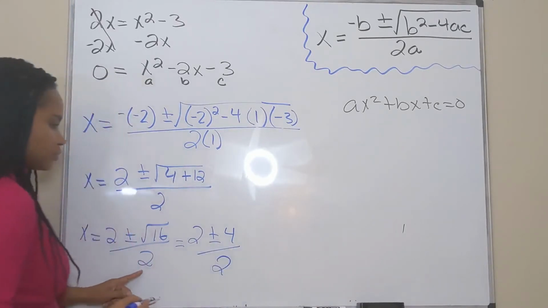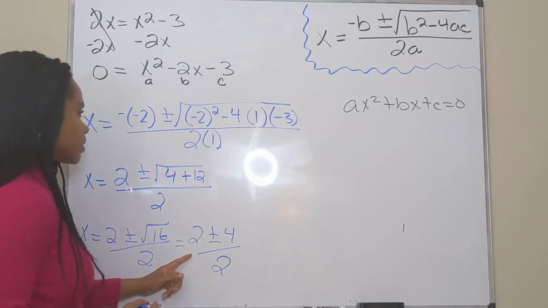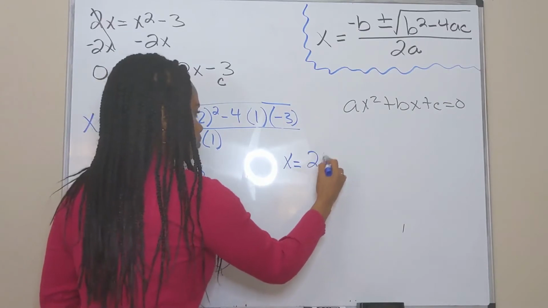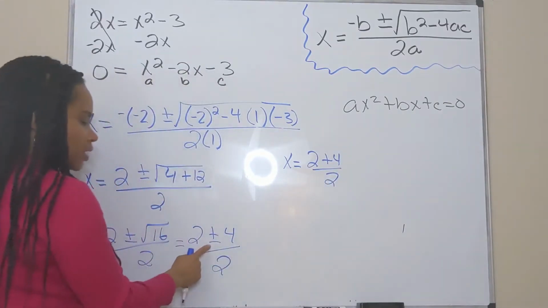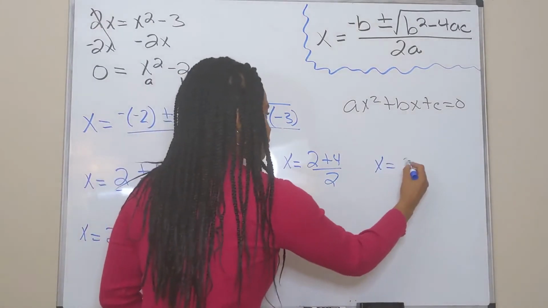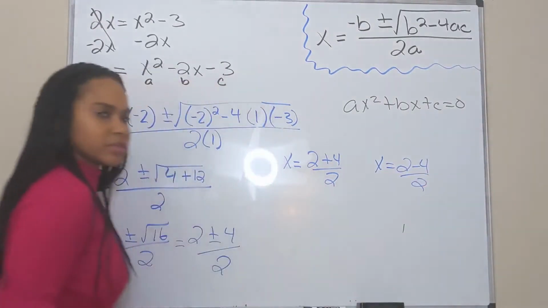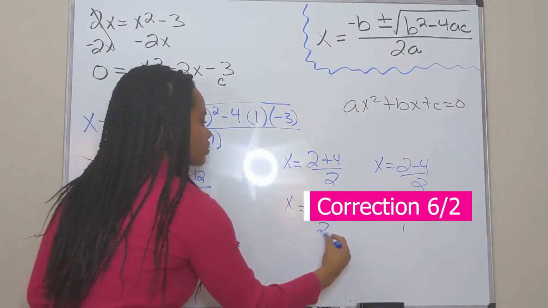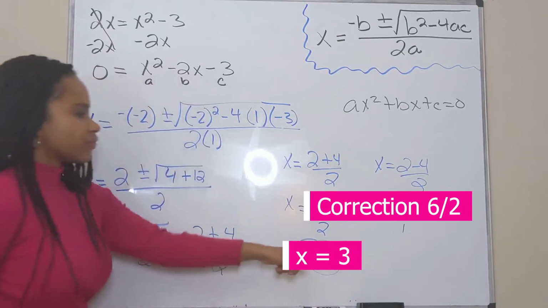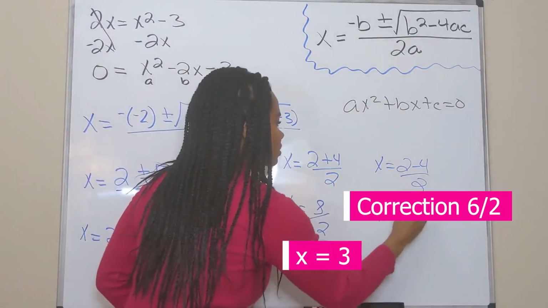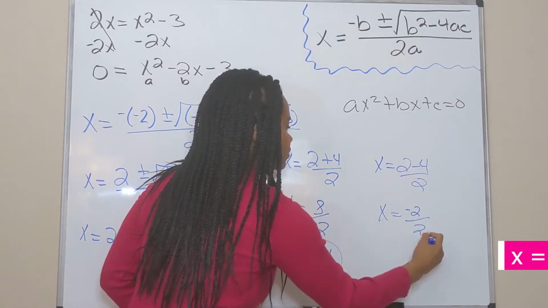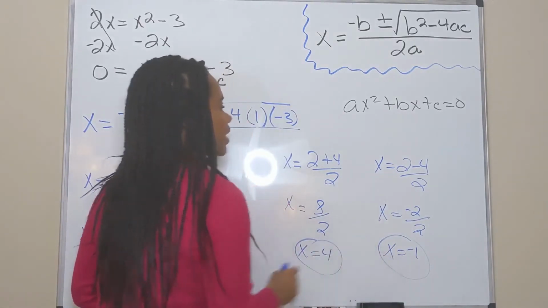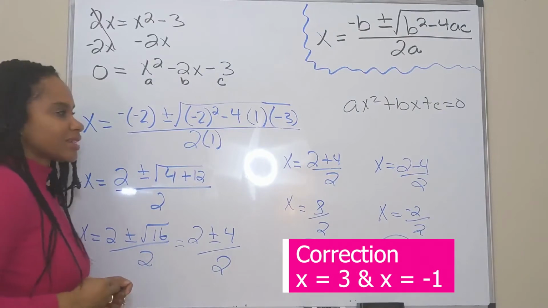over 2. So now again, I've got to the point where I want to break it up. And I'm going to put it here. So that's going to be x is equal to 2 plus 4 over 2. And I have to use that minus. So x equals 2 minus 4 over 2. All right. Simplifying it, 2 plus 4, 8 over 2. So one of my answers is 4. X equals 2 minus 4. So that's negative 2 over 2. So my two solutions to this quadratic equation are x equals 4 and x equals negative 1.